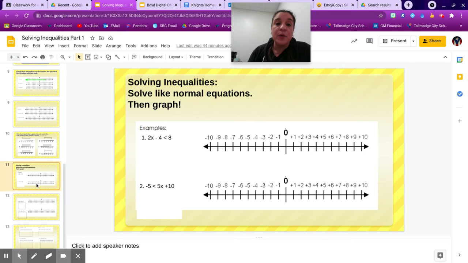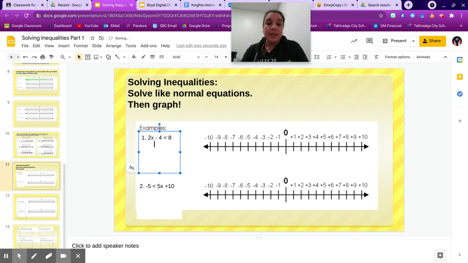All right, and then the last thing we're going to review is solving inequalities. So if you have an algebraic inequality like this, 2x minus 4 is less than 8, you're going to solve the inequality just like you would solve a normal equation. So we're going to get rid of addition or subtraction first, then we're going to get rid of multiplication or division. So in this case, I would add 4 to both sides. That gives me 2x is less than 8 plus 4 is 12. To get rid of multiplying by 2, I'm going to divide by 2 on both sides. And then that leaves me with x is less than 6.